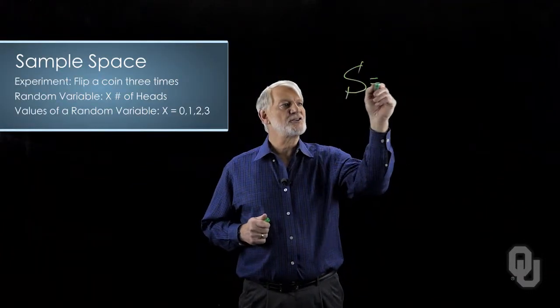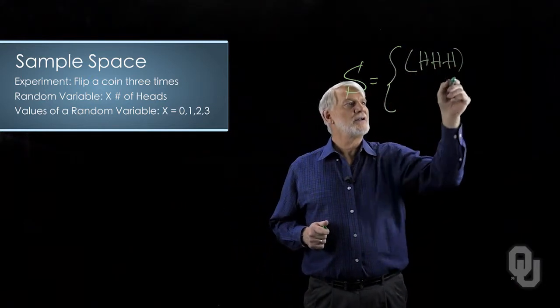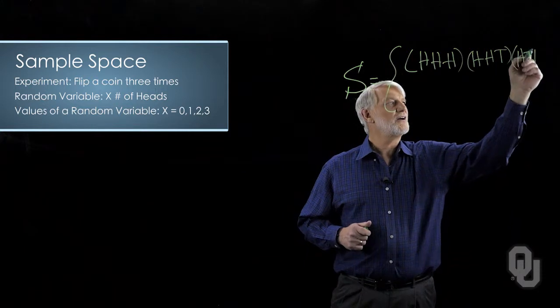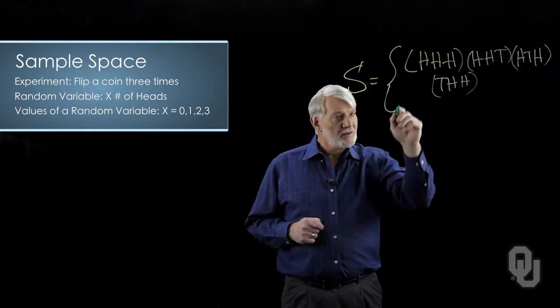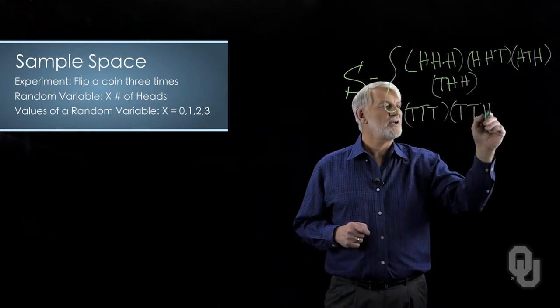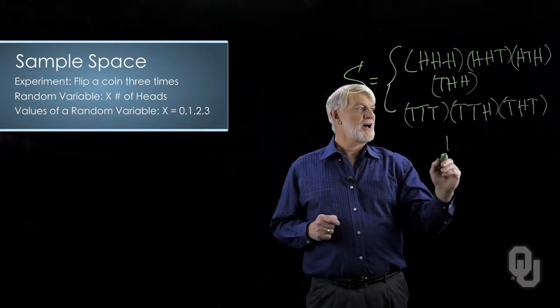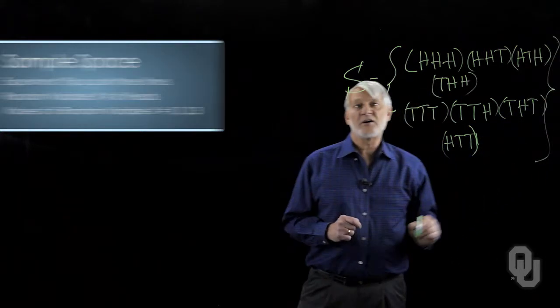So let's look at the sample space for flipping 3 coins. Here are the results. S is the sample space. And we put a bracket here, and we have head, head, head, head, head, tail, head, tail, head, and we have tail, head, head. Continuing, we have tail, tail, tail, tail, tail, head, tail, head, tail, and finally, we have head, tail, tail. There is our sample space.